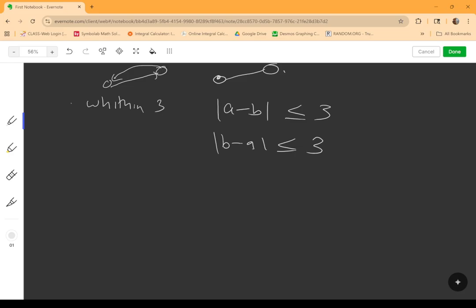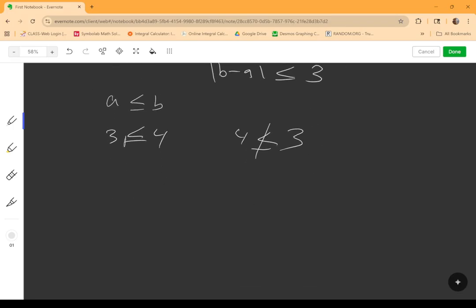Strictly less than, if we think of a less than b, will not be symmetric, because we could say 3 is less than 4, but 4 is not less than 3. So it's not symmetric. And then the third one is the transitive property.